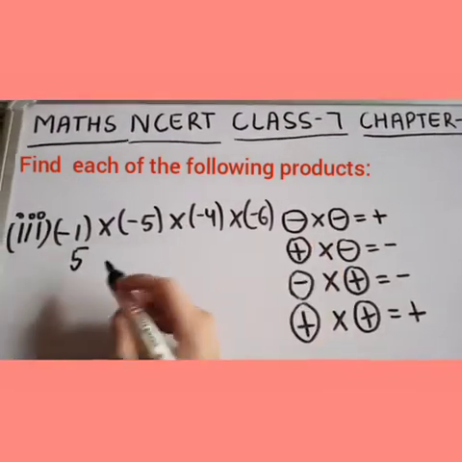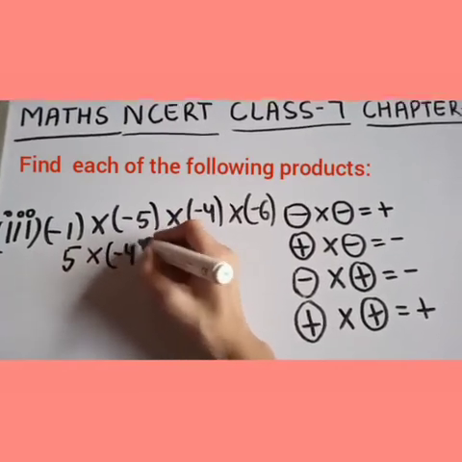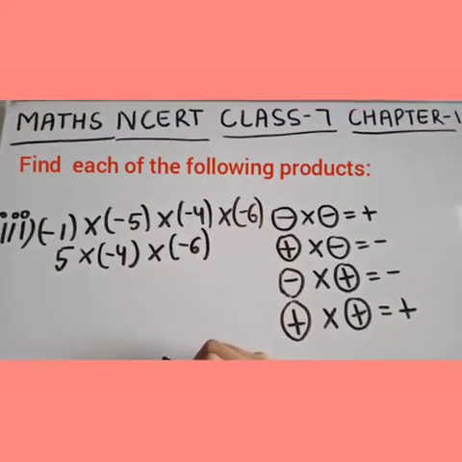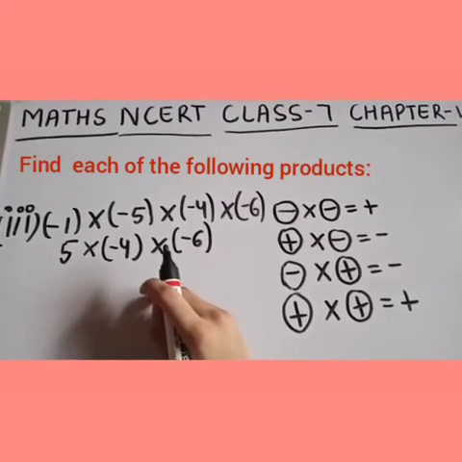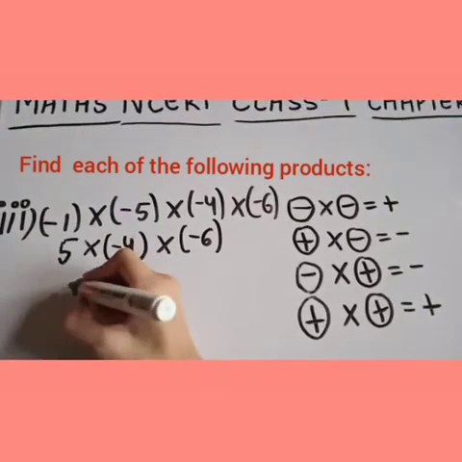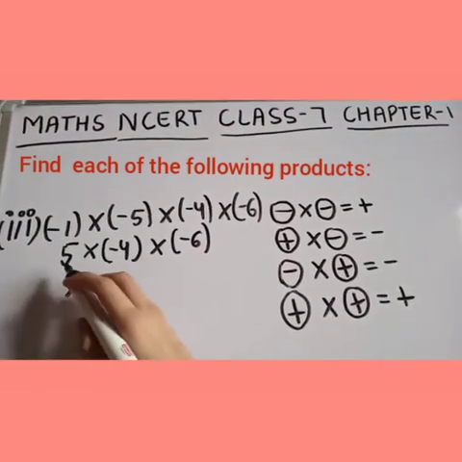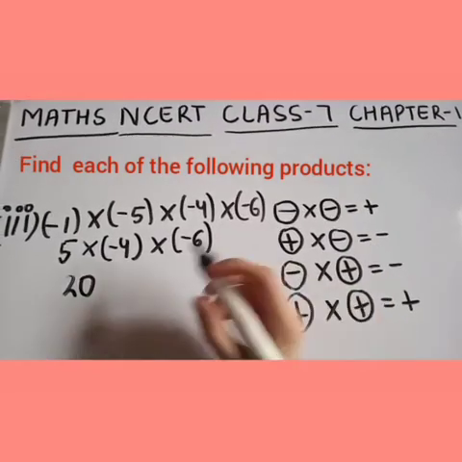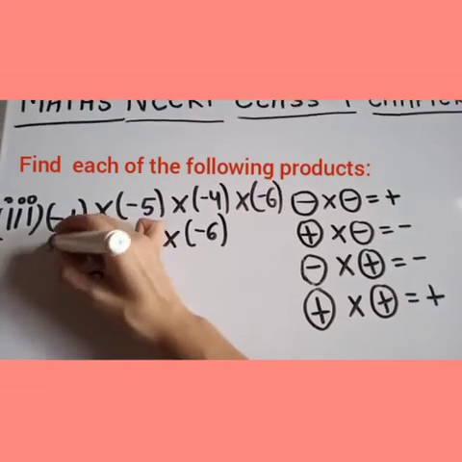Now let's write down this left part as we do in the normal multiplication. Minus 4 into minus 6. Now let's multiply 5 and 4. First of all, ignoring the signs and focusing on the numbers, 5 fours are 20. Now let's focus on the signs, positive and negative. Positive and negative comes out to be a negative number. So that means 20 is a negative number.